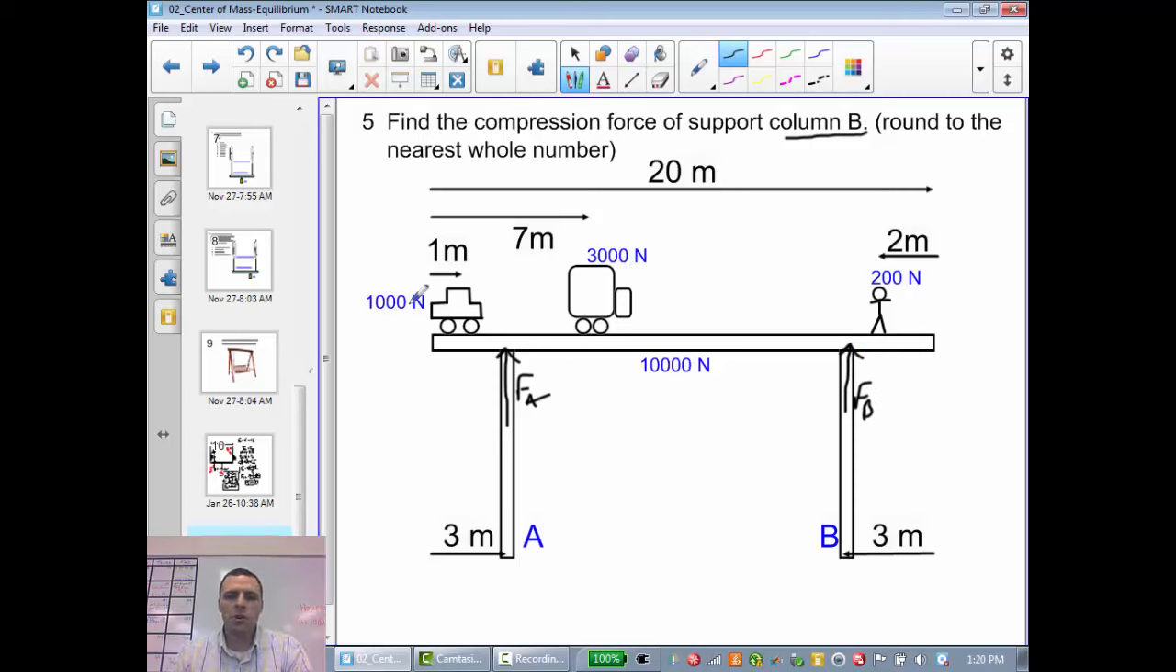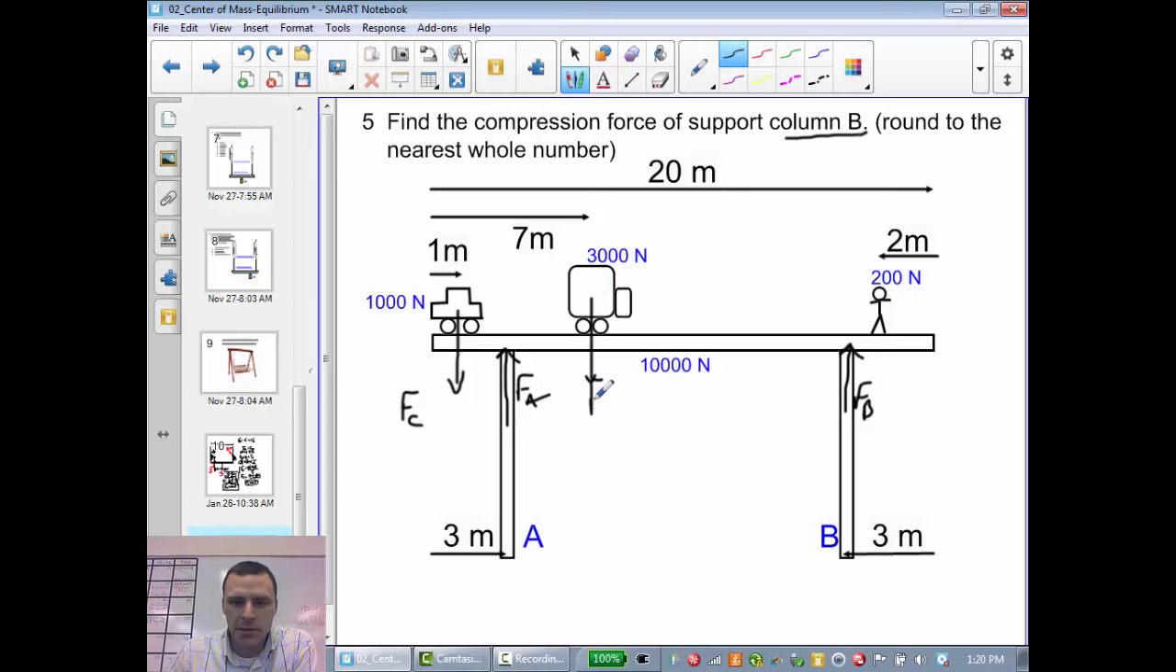We have a 20-meter long bridge or roadway with a car, a truck, and a person. The car is 1 meter from the left. The truck is 7 meters from the left. And the person is 2 meters from the right. The supports are 3 meters in from each end. So I'm going to label my forces, which is a good starting point. I'm going to label this one force for car, FC, C for car.